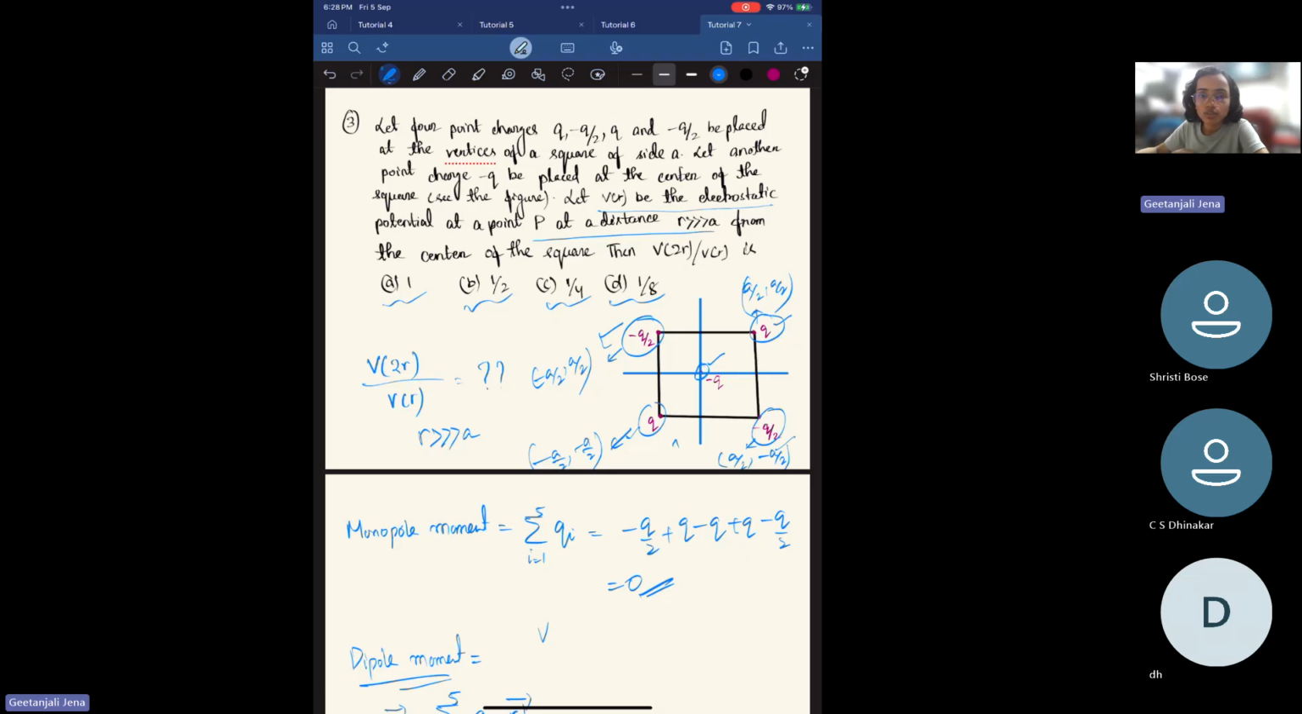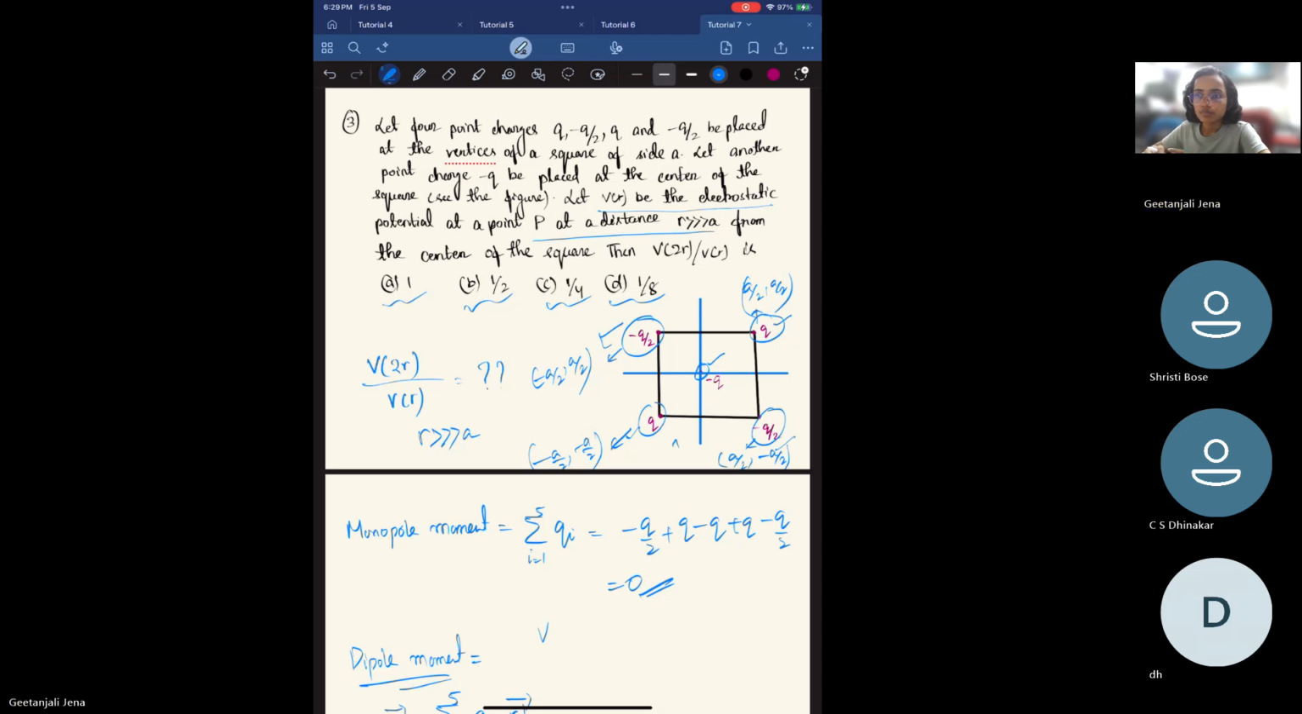You don't need to calculate the quadrupole for this. If quadrupole is dominating, you need to recall what is the relation of V with R. So for monopole, it is 1 by R. For dipole, it is 1 by R square. For quadrupole, what is the relation? For quadrupole, it's 1 by R cube.